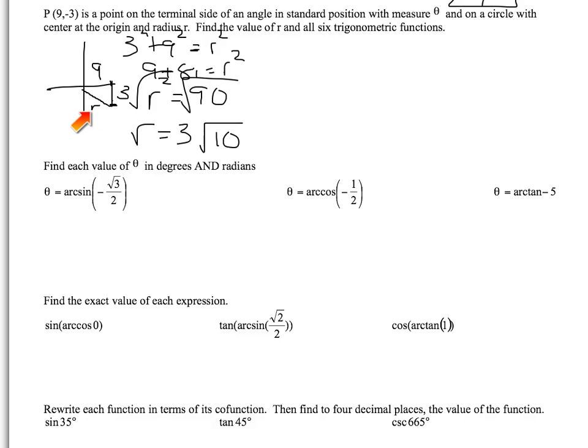At this point, I can find my 6 trig functions. So I'm going to be looking for sine theta, cos theta, tan theta, and then the reciprocals as well. The angle I look at, or the theta I look at, is going to always be with the origin, so it's the blue angle. Sine is opposite over hypotenuse, so opposite is the 3. The hypotenuse is 3 radical 10.